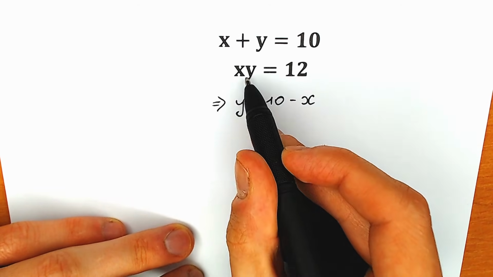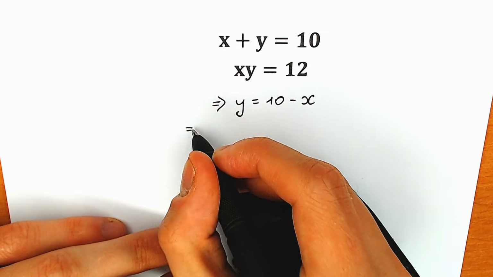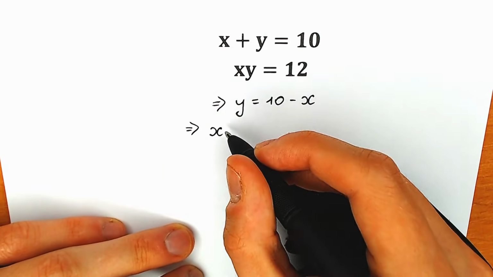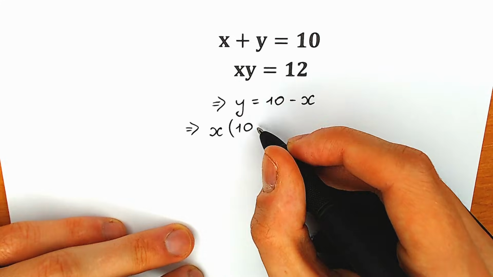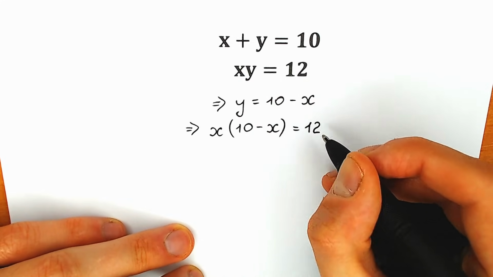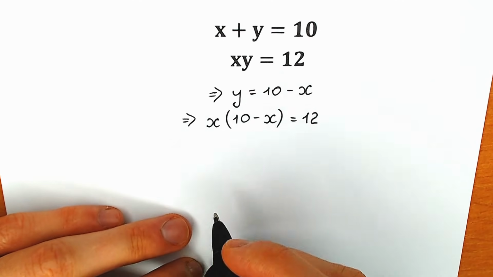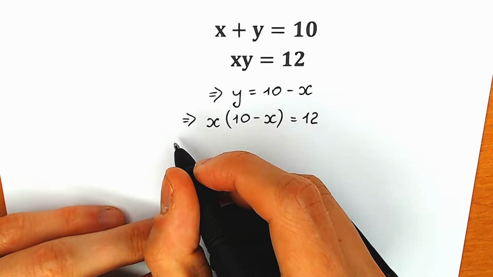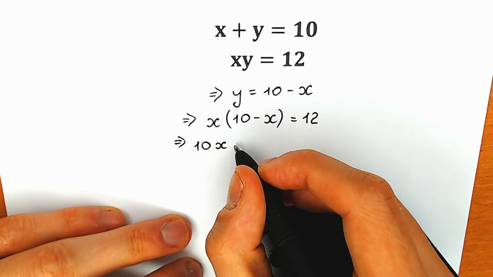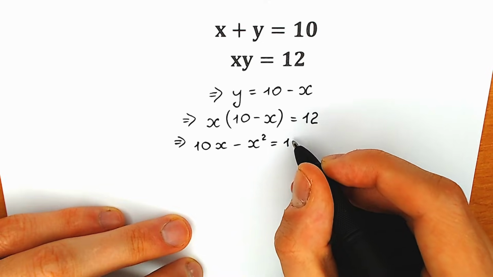So let's plug in 10 minus x instead of y in the second equation. So we have x from here, and instead of y, we plug in this expression: x times (10 minus x) equal to 12. Let's simplify this. Right now we have only one variable, so we can easily do this. First of all, let's multiply x by this parenthesis. So we have 10x minus x squared equal to 12.